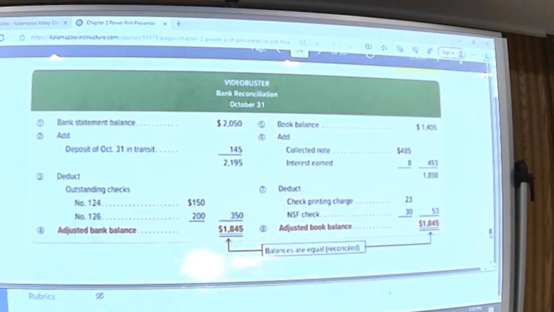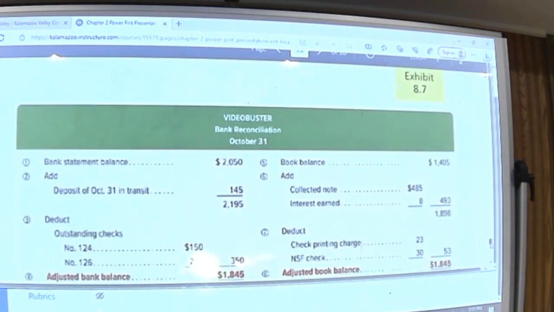Here it shows the actual bank reconciliation, and you can see the important aspect of that is that our adjusted bank balance way down at the bottom is equal to the adjusted book balance. When those two numbers are the same, we know everything's okay. And this last slide just makes that statement.